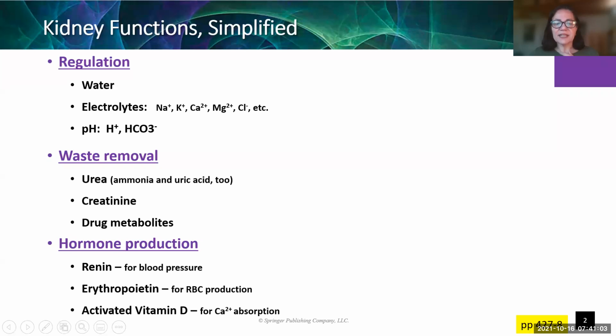And then activated vitamin D. Yeah, it's true that vitamin D can be made in the skin, but it gets activated in the kidneys. And this is important for calcium absorption from the digestive system. And this will come up again when we talk about things that go wrong. So when kidneys aren't functioning and erythropoietin isn't being made, there are some consequences. Or kidneys aren't functioning and the activated vitamin D isn't being made. There are consequences for that as well.